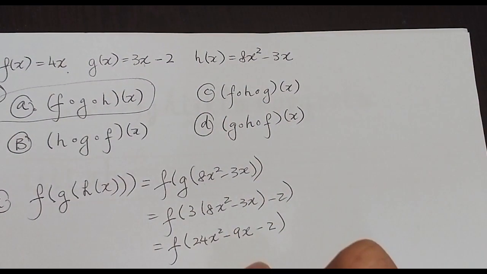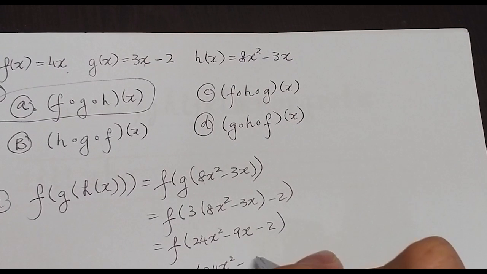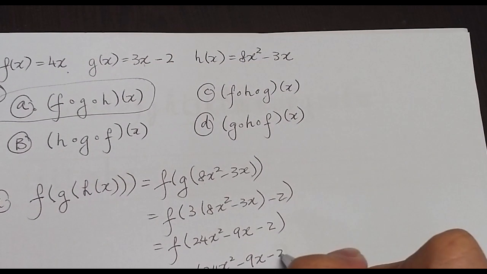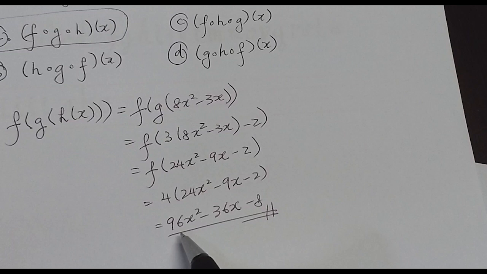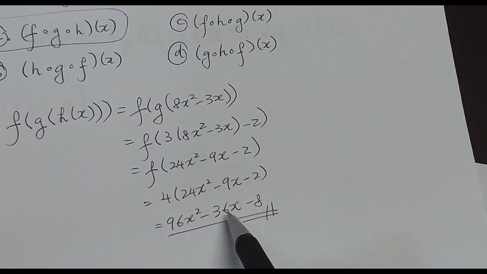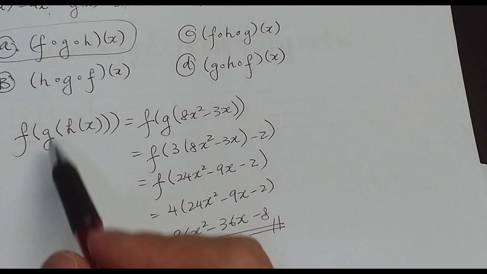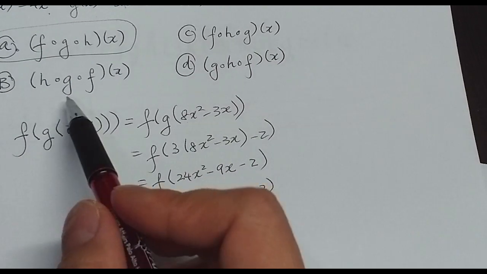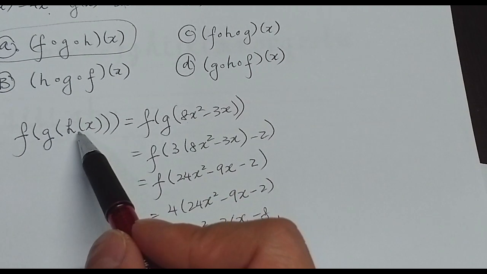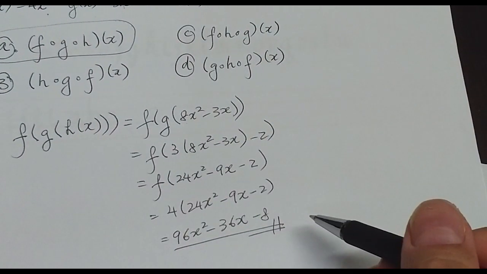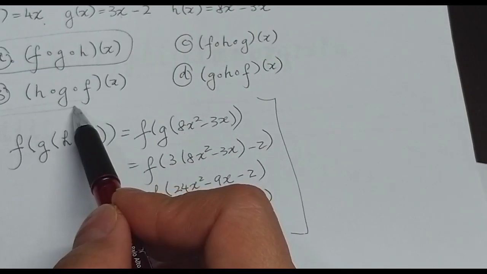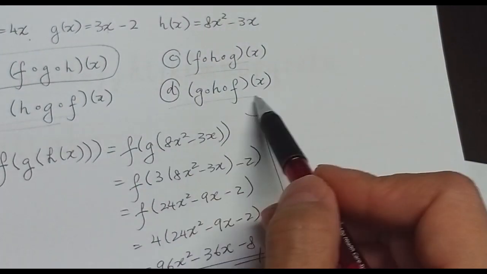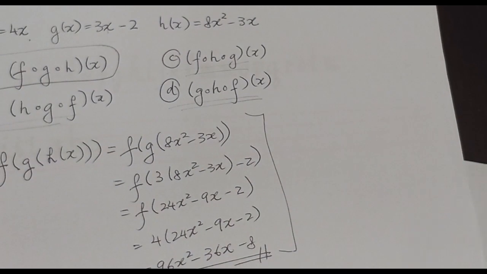We substitute 24x squared minus 9x minus 2 into the function of f. And we get 4 times 24x squared minus 9x minus 2. So 4 times 24 is 96x squared minus 36x minus 8, which is the answer of f composites of g composites of h of x. And also, with this logic, you can calculate question B, question C, and question D as well. Good luck. Try it yourself.